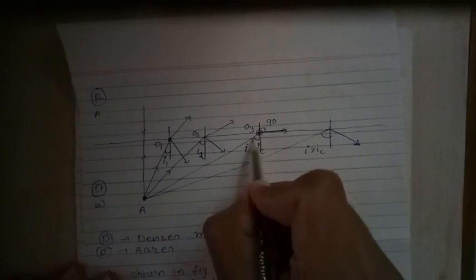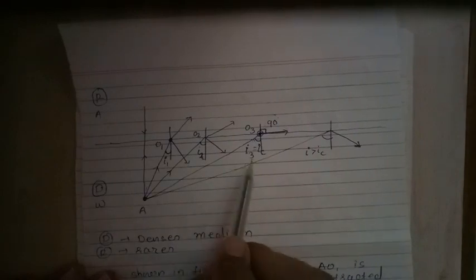Here we know Snell's law, n1 sin theta 1 is equal to n2 sin theta 2. So n1 sin theta 1 at point O3: theta 1 is I3 or IC, which is the critical angle, and theta 2 is the angle of refraction, which is 90. So theta 1 is equal to IC and theta 2 is equal to 90. So n1 sin IC is equal to n2 sin 90.